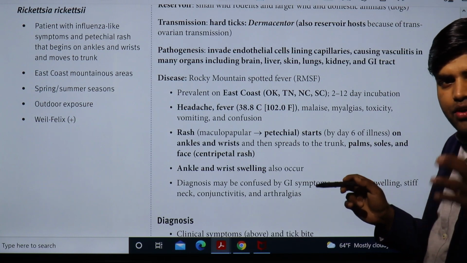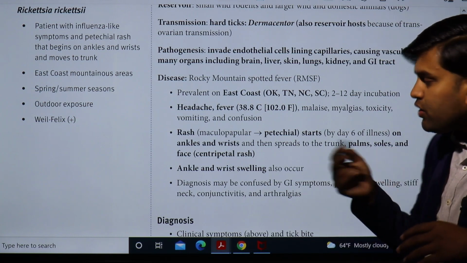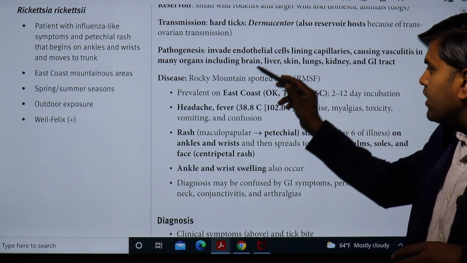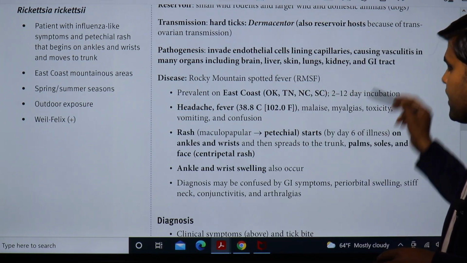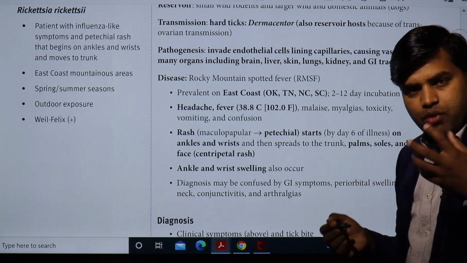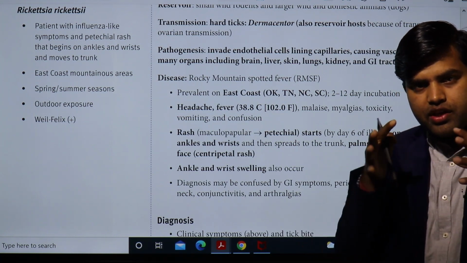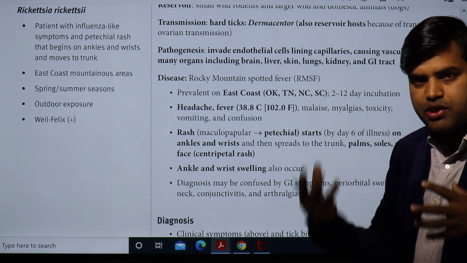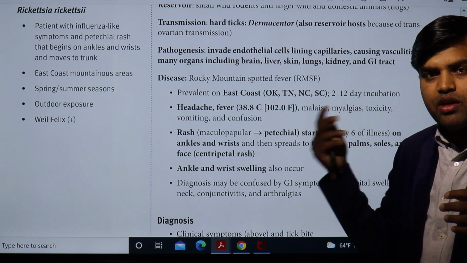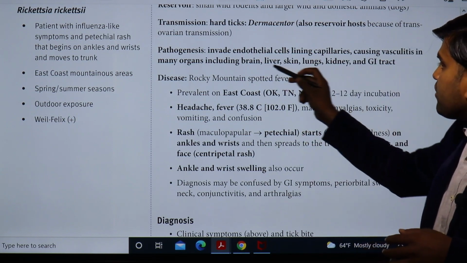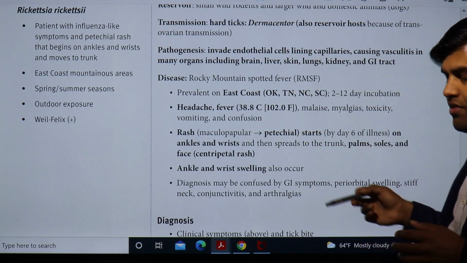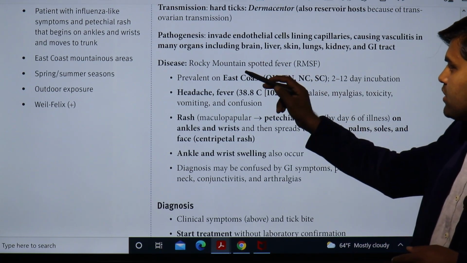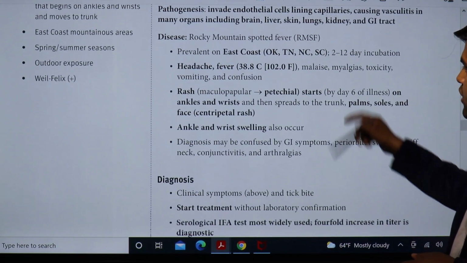Pathogenesis: they invade the endothelial cells lining the capillaries, causing vasculitis in many organs, including brain, liver, skin, lung, kidney, and GI tract. So the main pathogenesis is that when they enter your body, they go to the endothelial cells and cause inflammation. This causes vasculitis. Blood vessels are present in major organs all over the body, and this causes inflammation of the major organs, and you will have a lot of manifestations. This is mainly Rocky Mountain spotted fever, prevalent on the East Coast.